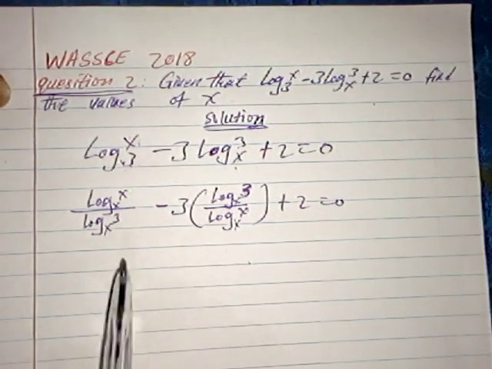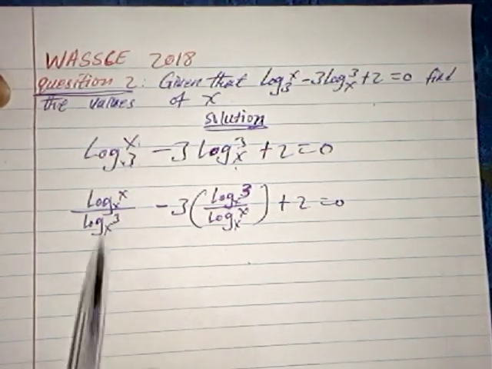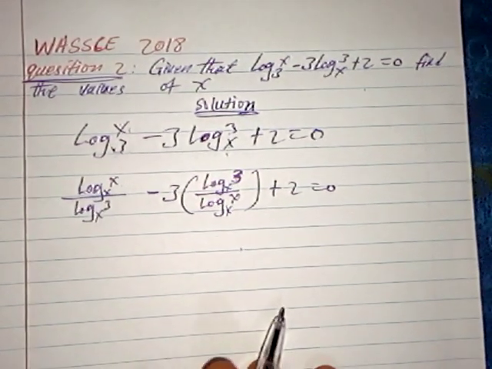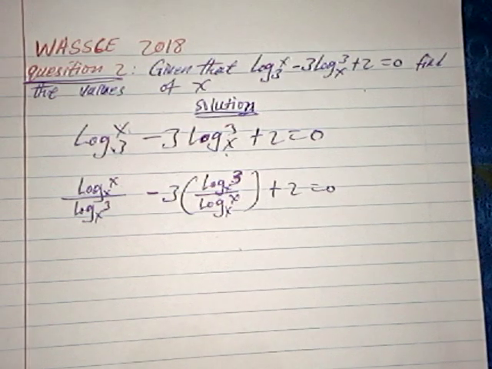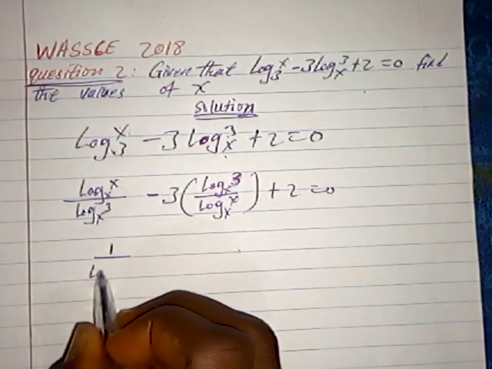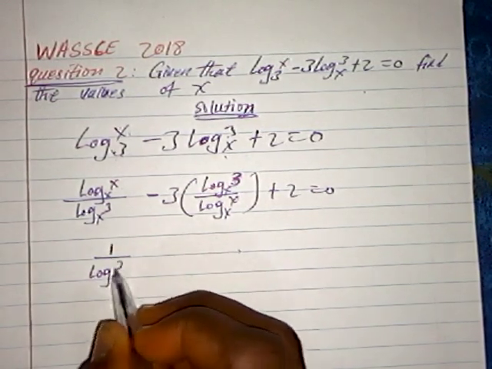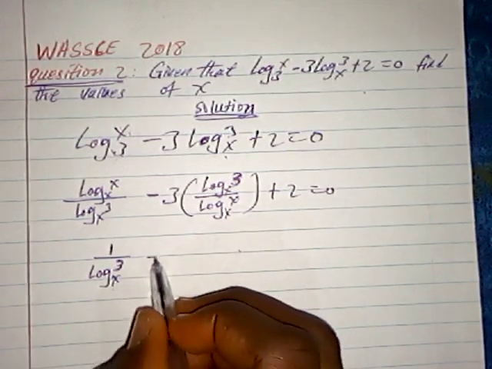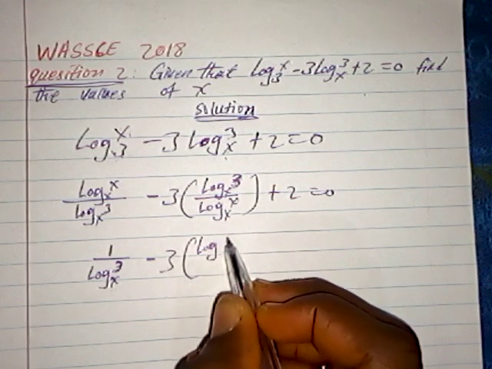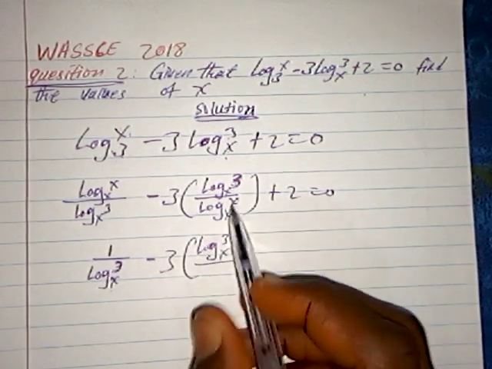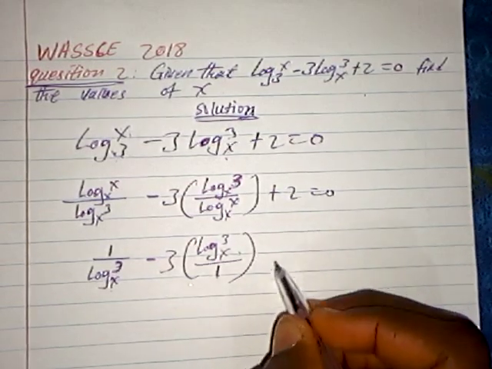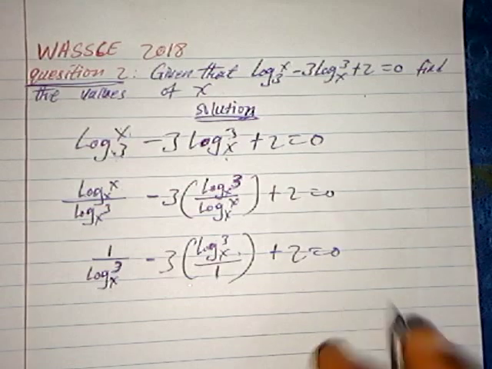We try to solve them. Log of x base x. The principal logarithm says once the base and the log are the same, it's always 1. So it's 1 upon log of 3 base x, minus 3 into log of 3 base x all upon log of x base x. So it's 1. Anytime the base and the log are the same, it is 1. Plus 2 equals 0.